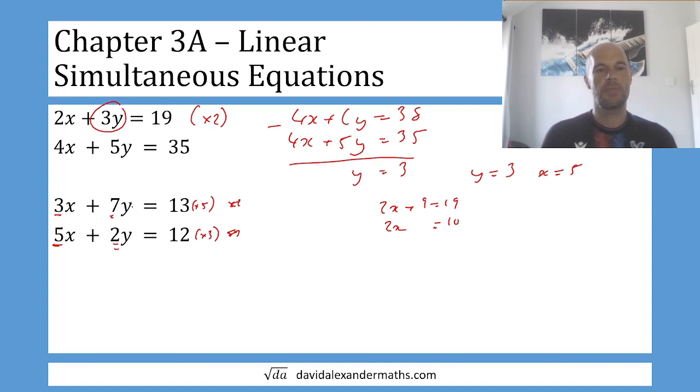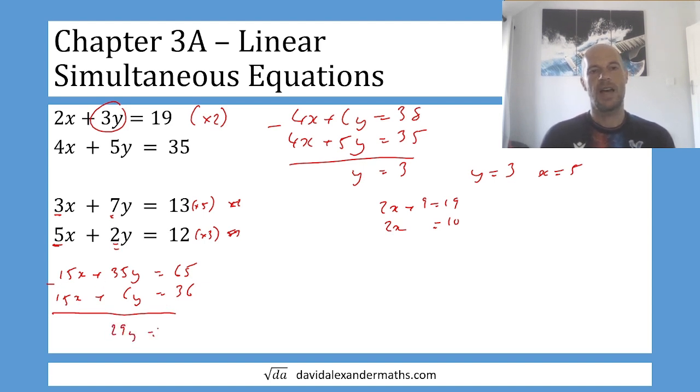So multiplying through by 5, I'm going to get 15x plus 35y equals 5 times 13, which is 65. Tripling the bottom one is 15x plus 6y equals 36. So I've got the same number of x's, they're both positive, same sign subtract. 35y take 6y is 29y, and 65 minus 36 is 29. So 29y is 29, so y equals 1.